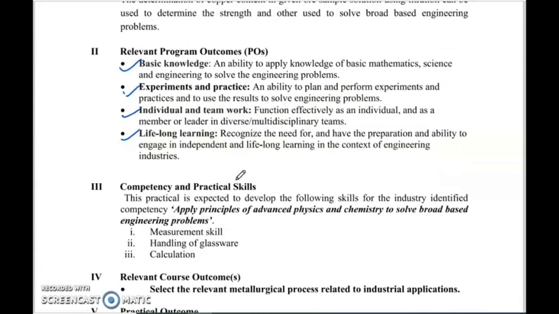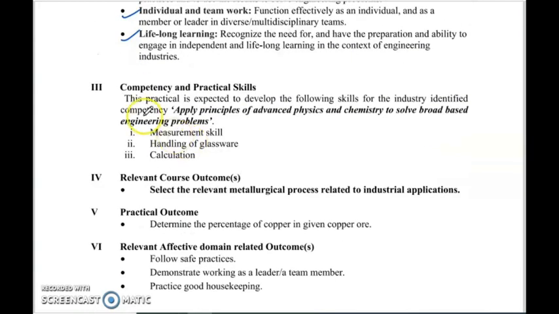After performing this experiment, which competencies or practical skills are developed in you? That is the measurement skill: weighing, and measuring various chemicals by using a measuring cylinder and pipette. So measurement skill is developed. Handling glassware, such as burette, volumetric flask, pipette, and conical flask, is also one of the practical skills. And one of the important ones is the calculation. These skills or competencies are developed after performing this experiment.